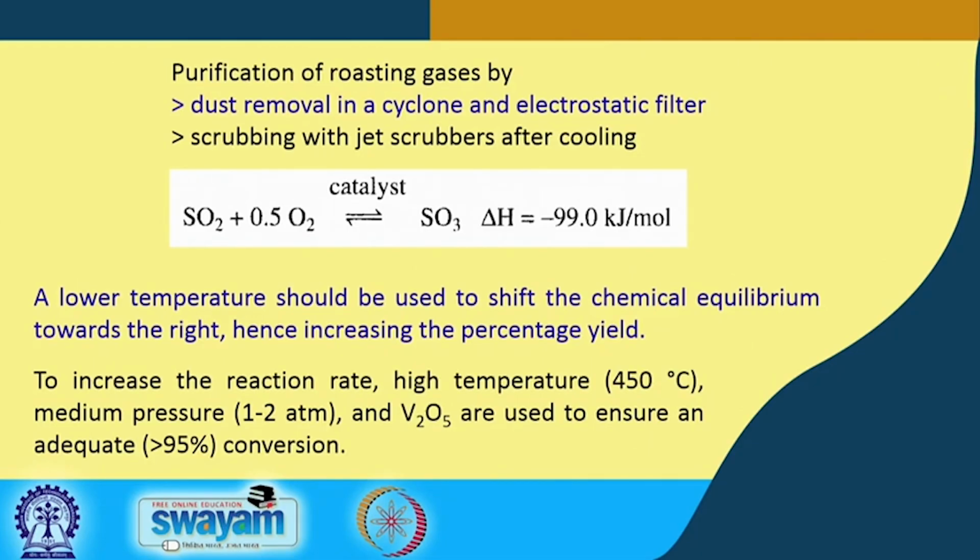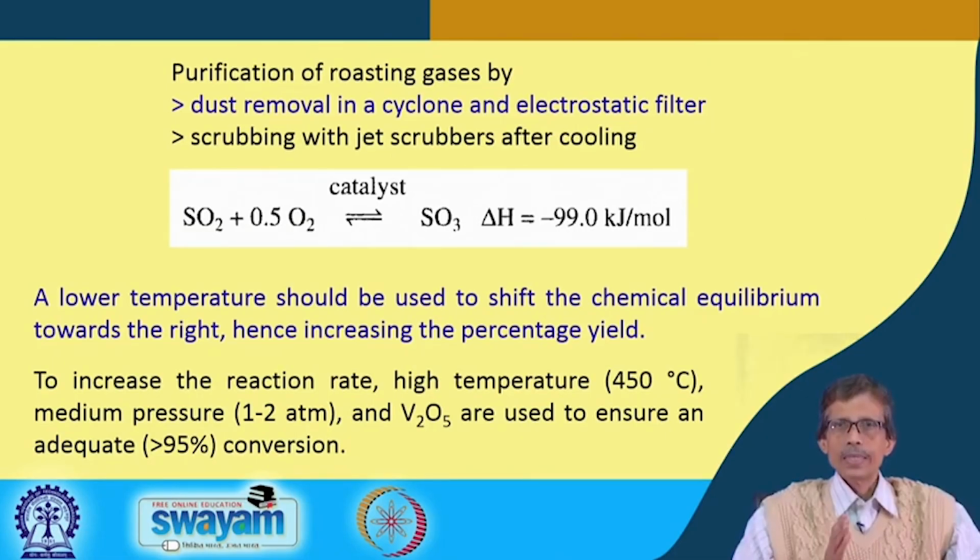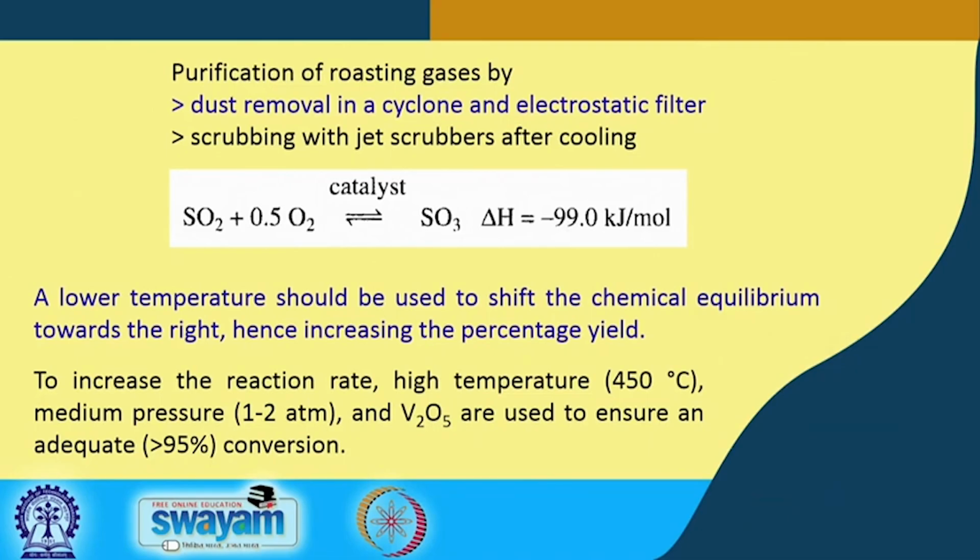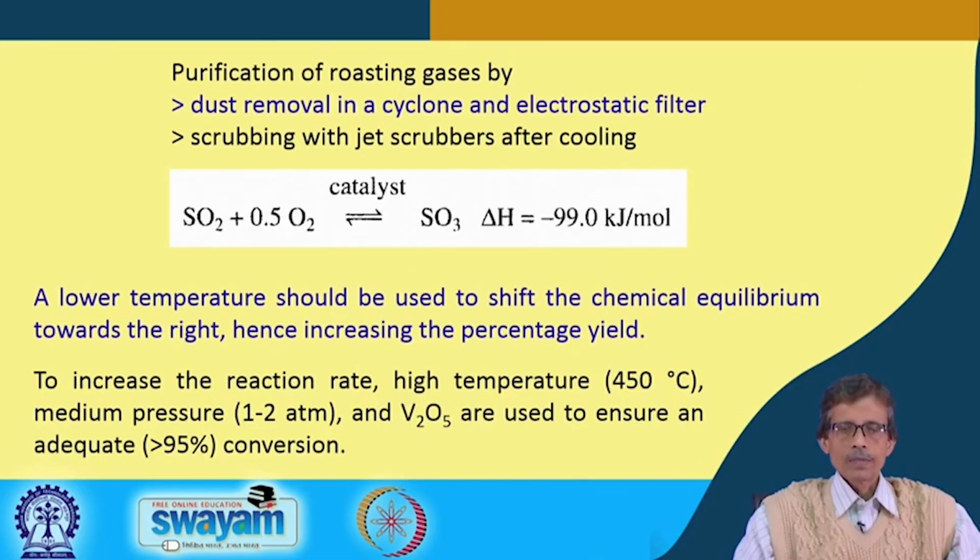So, once you have cooled it, you can pass it through a scrubber. The scrubber has very small pores, and the gas is passed through those pores and the particles will be retained by those scrubbers, and jet scrubbers are used for removal of those particles.